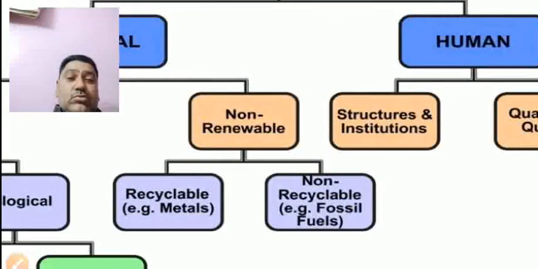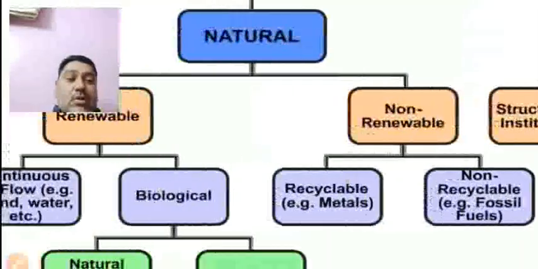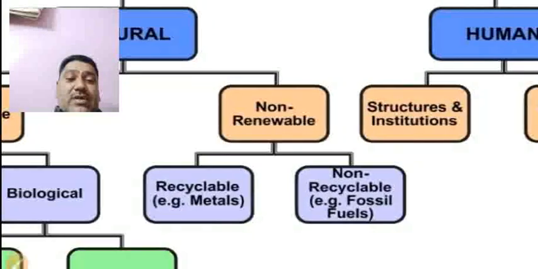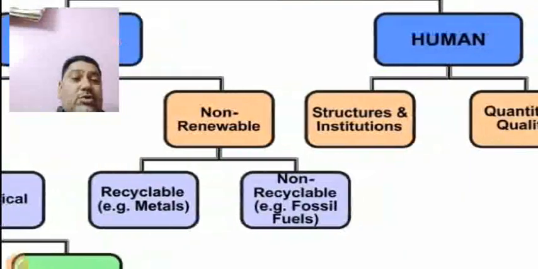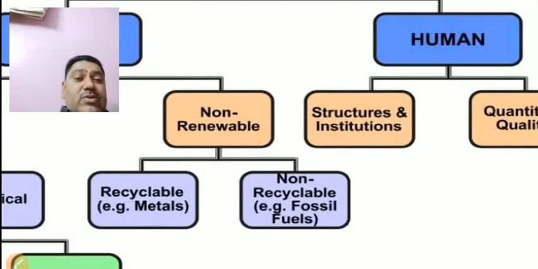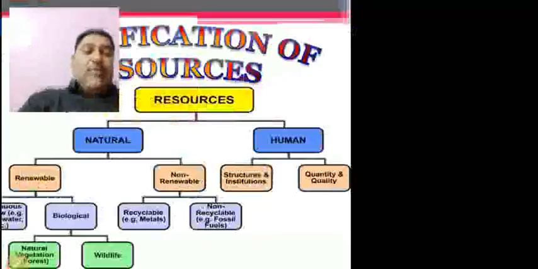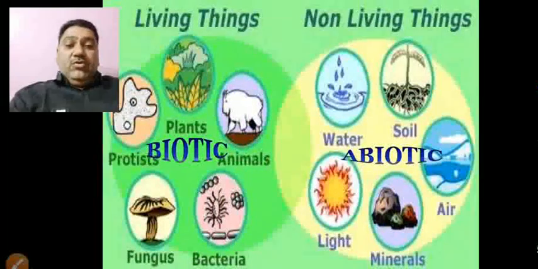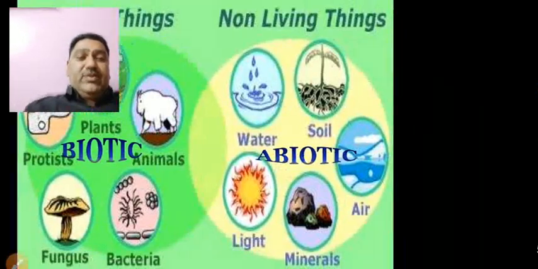Now, coming to non-renewable resources, they can be further classified into recyclable and non-recyclable. Human resources can be further classified into structure and institutions as well as quantity and quality. So this is how we can classify resources. But in our chapter we have only four types of resources. We will see them one by one.